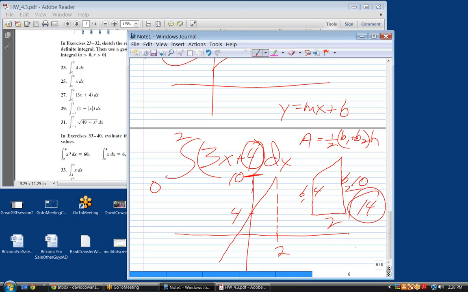14. The key is that base 1 equals f of 0, and base 2 equals f of 2. F of 0 was 4. F of 2 was 10. Remember that concept. Okay?